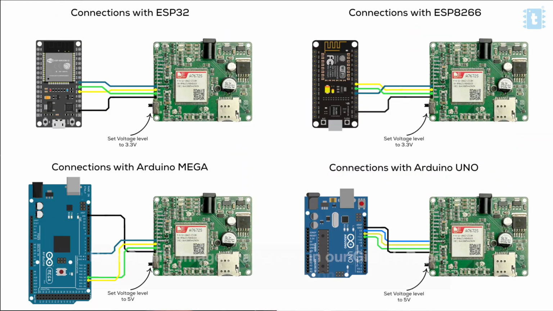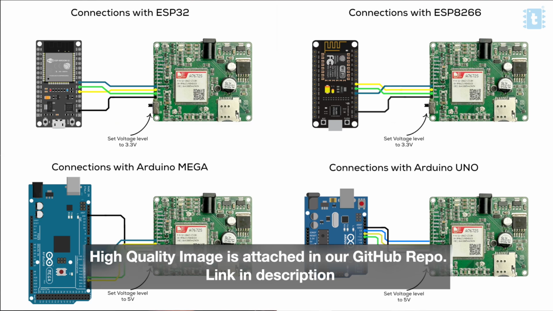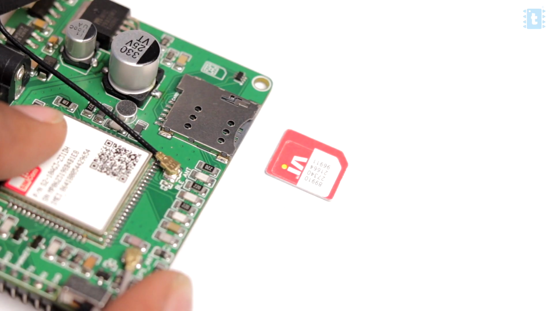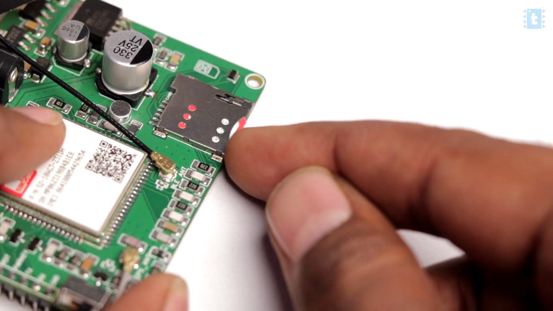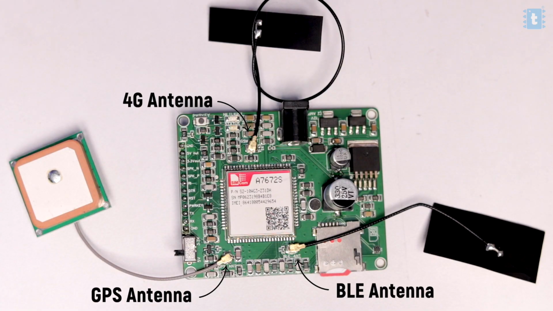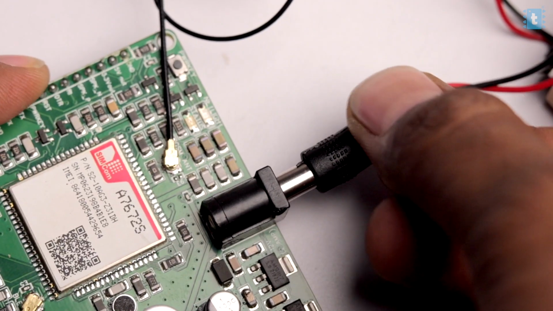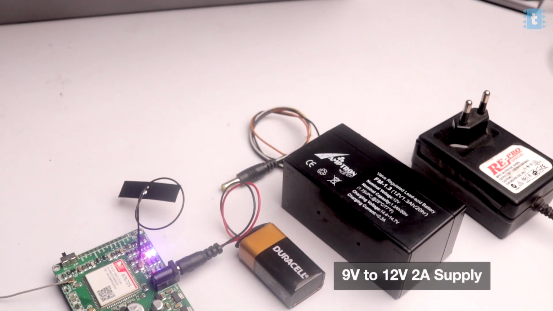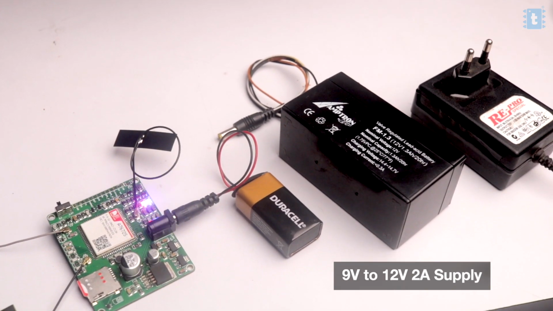Before moving ahead with the code part, make sure the 4G module is connected properly with the microcontroller board of your choice. The SIM card is inserted in the correct position. The voltage level switch is at the right position. All the antennas are connected to the respective slot. And the module is powered up properly with a 9 volt to 12 volt 2 ampere power supply.